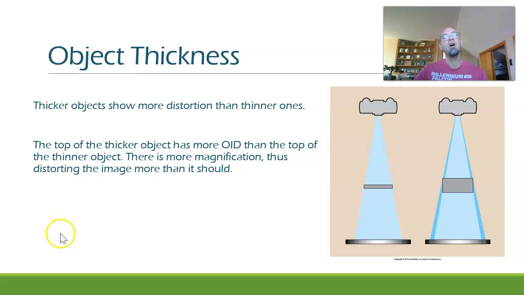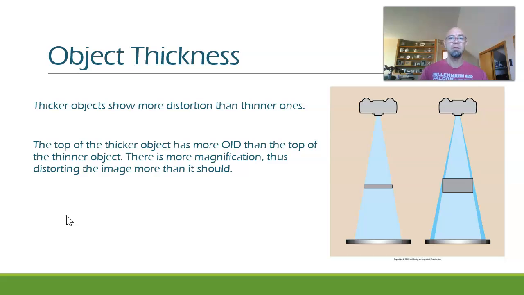Because of the thickness, it's also going to cause more blurring because a thicker object will blur more, and that's what we see here with this little picture. Whenever you see the darker blue, that means it's blurry. So the thinner an object is, the less blur there's going to be. The thicker an object is, there's more blur.